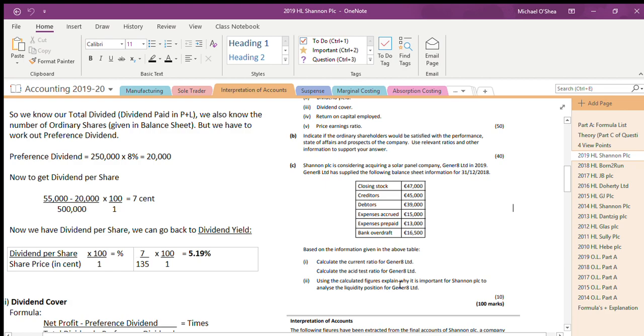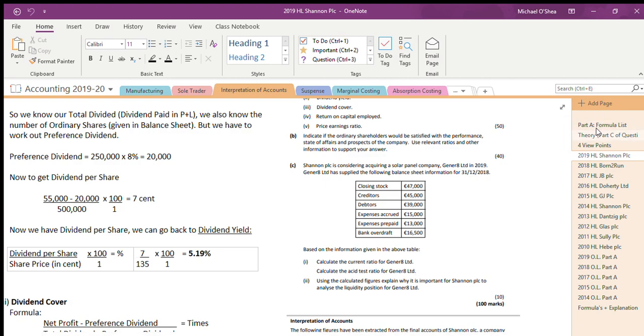Using the calculated figures, explain why it is important for Shannon PLC to analyse the liquidity position. Let's say that they have a current ratio of 1:1 and their asset test ratio is 0.5:1. Both would be bad. I'm just making those figures up. Why is it important to analyse the liquidity position?